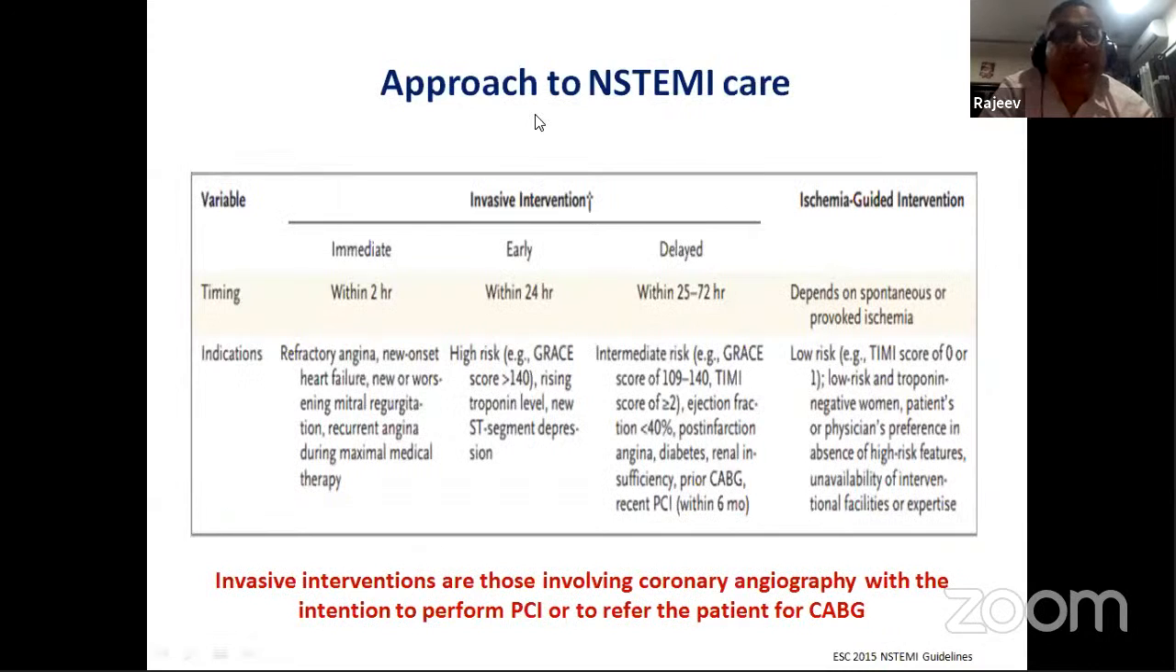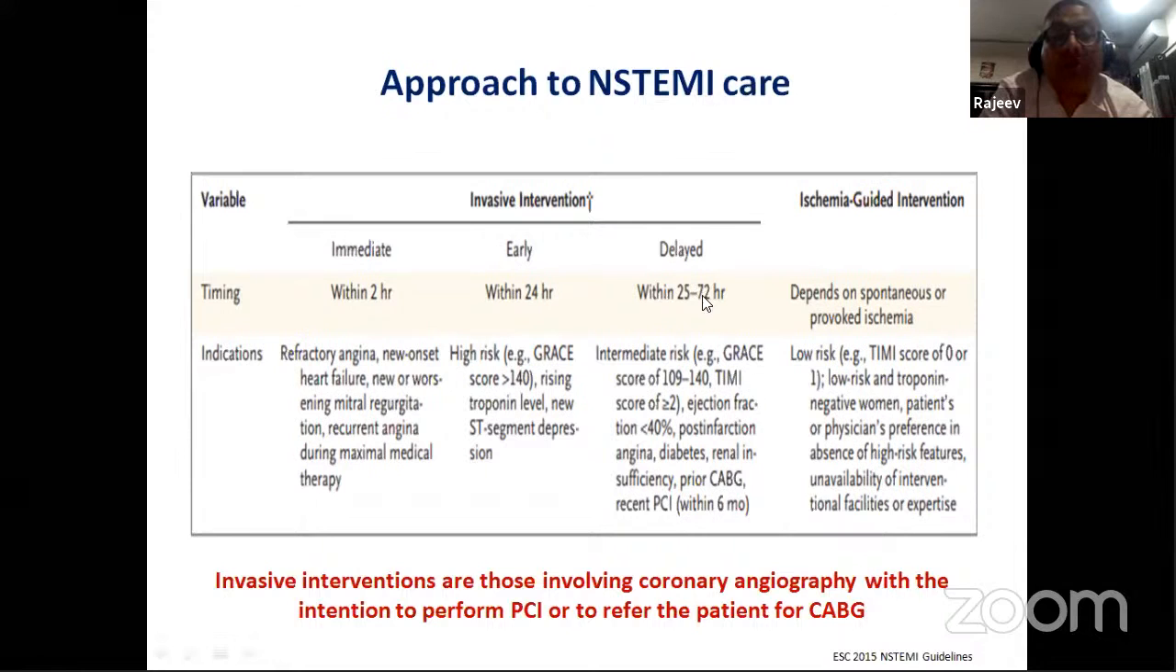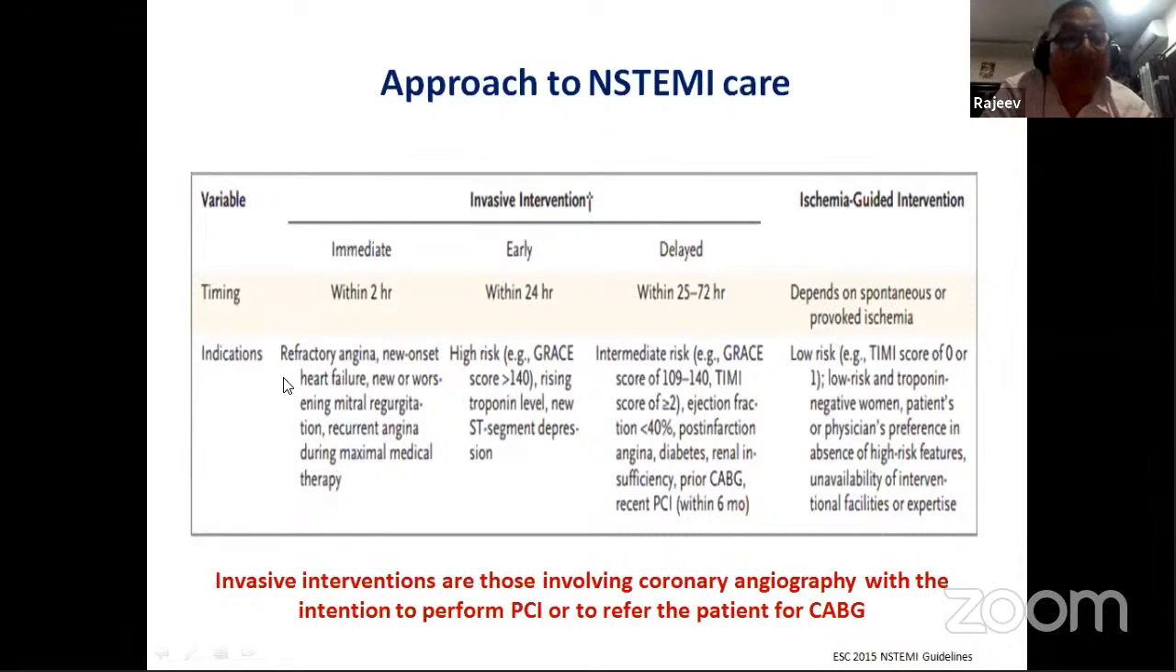The approach to NSTEMI is: immediate, within 2 hours; early, within 24 hours; delayed, within 24 to 72 hours; and ischemia guided intervention, which depends on spontaneous or provoked ischemia. Immediate, within 2 hours: refractory angina, new onset heart failure, new or worsening mitral regurgitation, recurrent angina during maximal medical therapy. Invasive strategies for high risk: GRACE score of more than 140, raised troponin level, new ST elevation or depression.